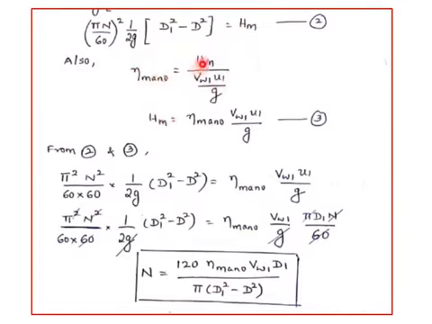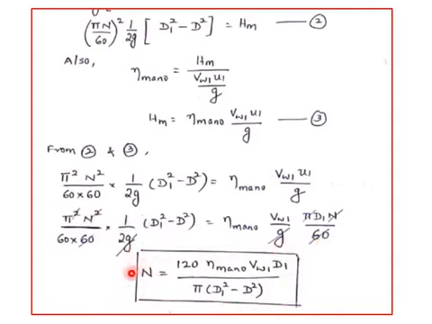That gives this formula. Therefore we can always express the manometric head by means of the manometric efficiency. Manometric efficiency is hm by work done per unit weight of water, which gives manometric efficiency equal to g hm by Vw1 u1. Substitute here, so you have this formula. Instead of u1 you write pi d1 n by 60. So pi gets cancelled, n gets cancelled, 60 gets cancelled, and g gets cancelled, leaving 2. So 60 into 2 is 120 into manometric efficiency into Vw1 and d1 divided by pi into d1 square minus d square is the formula. This will be the starting speed or minimum speed.